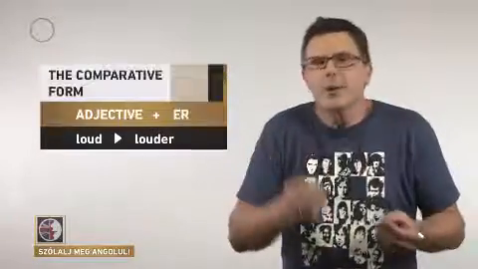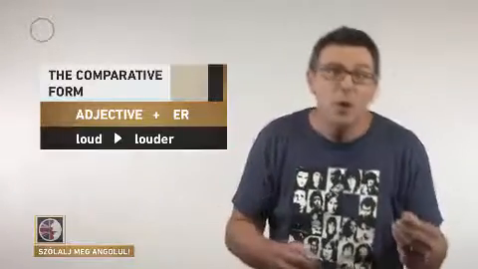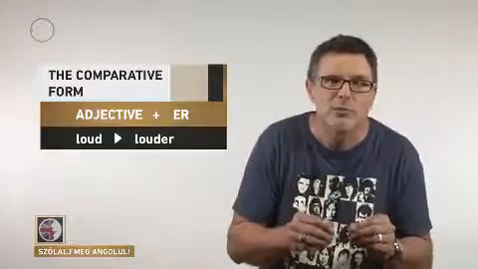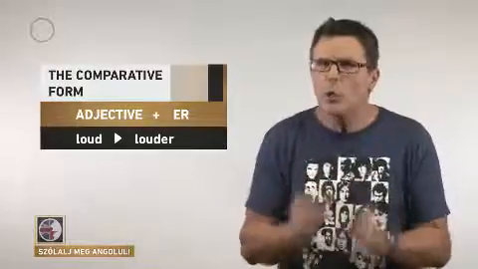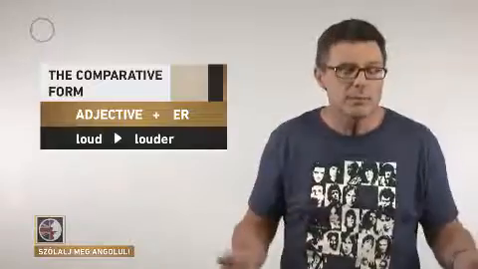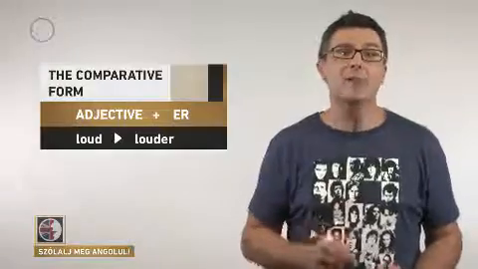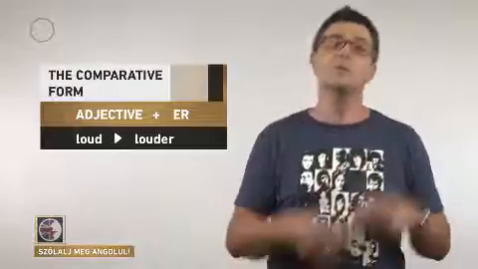Louder. The comparative form of the adjective loud. Loud, the opposite of quiet. Yes, we know quiet. Quiet as a mouse. And we know the opposite of quiet, loud. Now, we also know the comparative form of the adjective loud, don't we? Yes, and it's regular. So, we add ER to the end of the adjective in order to make the comparative form. Loud becomes louder.